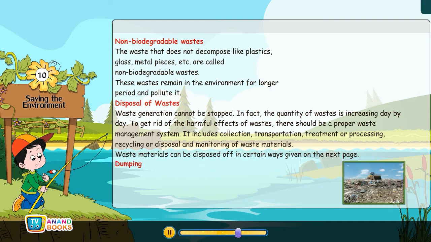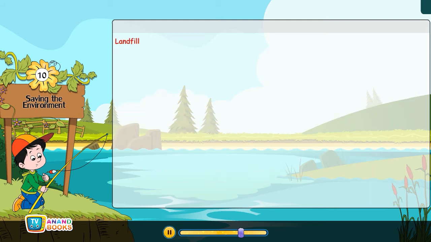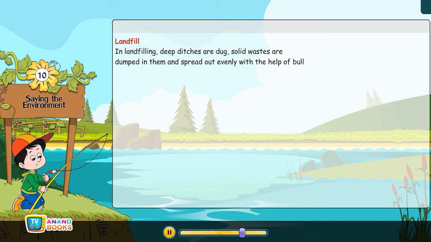Dumping. In many cities, solid wastes are dumped in an open area in the outskirts. However, such a practice can be dangerous for the environment and for our health too. Landfill. In landfilling, deep ditches are dug. Solid wastes are dumped in them and spread out evenly with the help of bulldozers. Once these ditches are full, they are covered by soil.